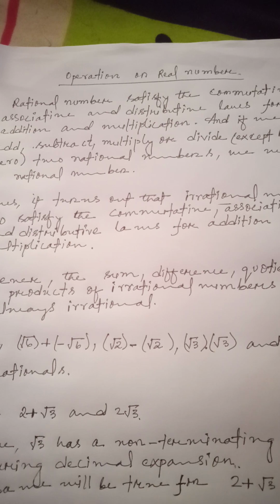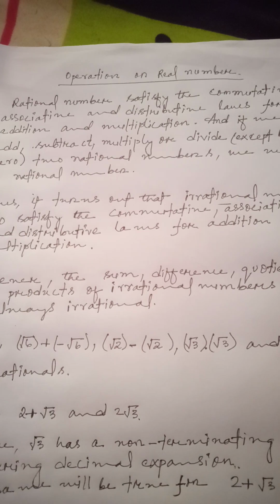Today we are going to discuss operations on real numbers. Actually, it is also included in chapter 1. So basically here we are going to discuss distributive as well as associative and commutative laws, and whether the result of operations on rational numbers is a rational number or not. We have to discuss all these things in this topic. Okay.